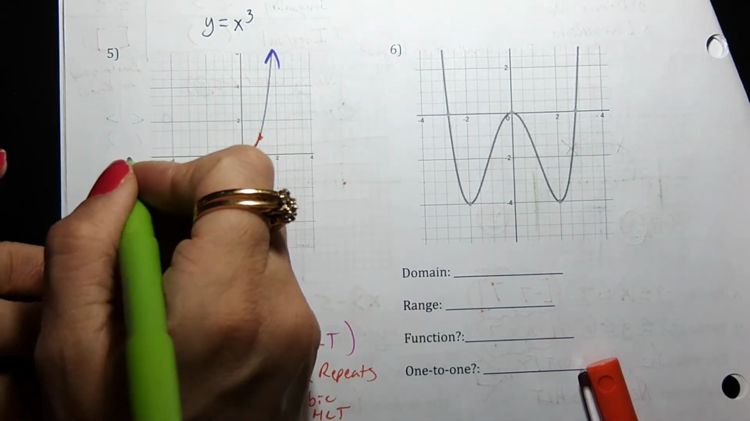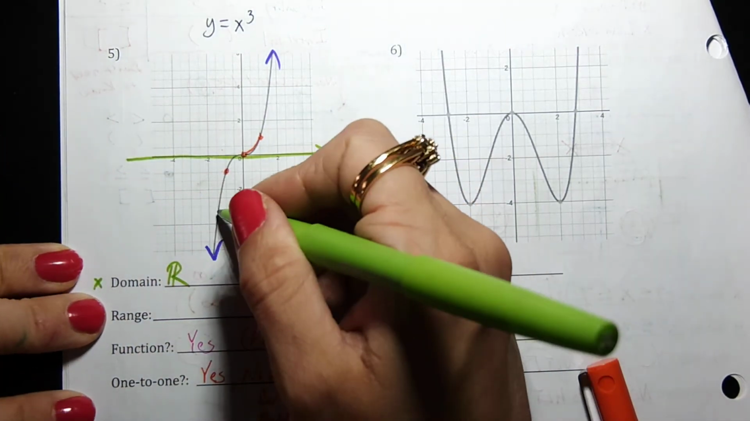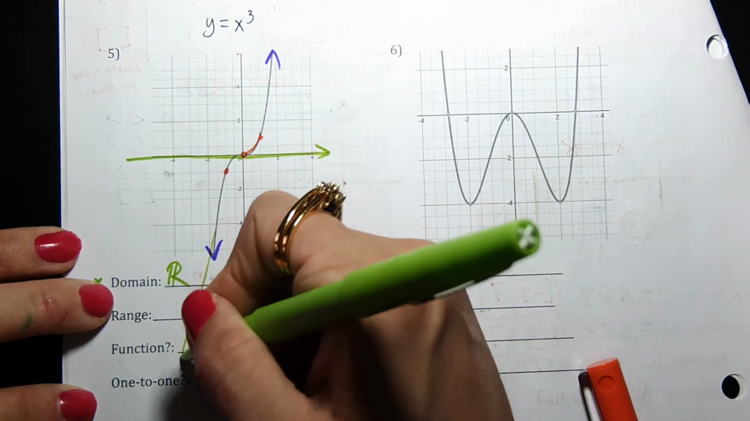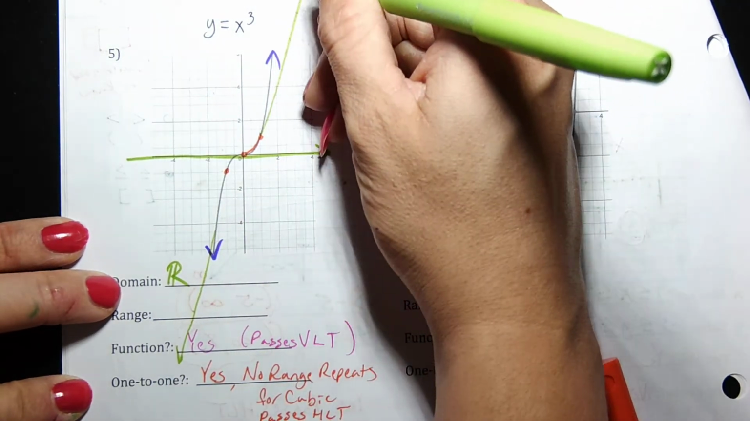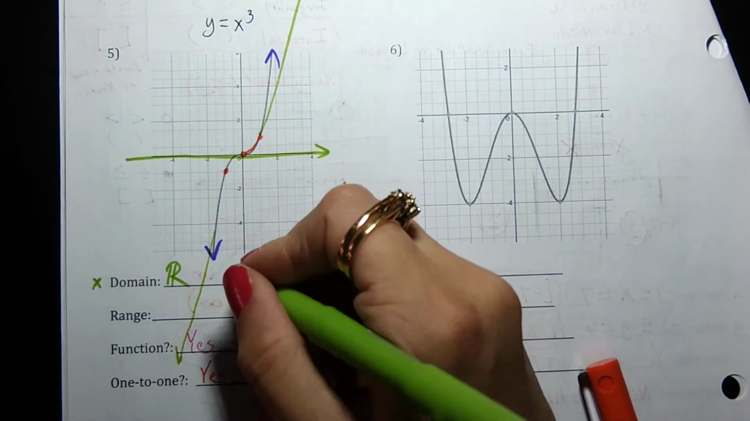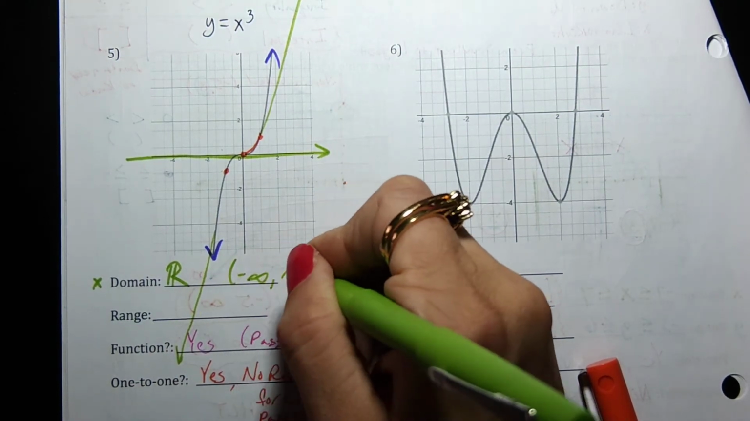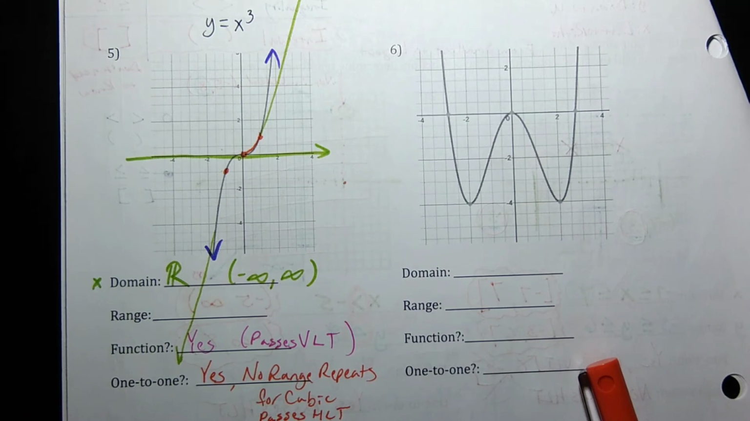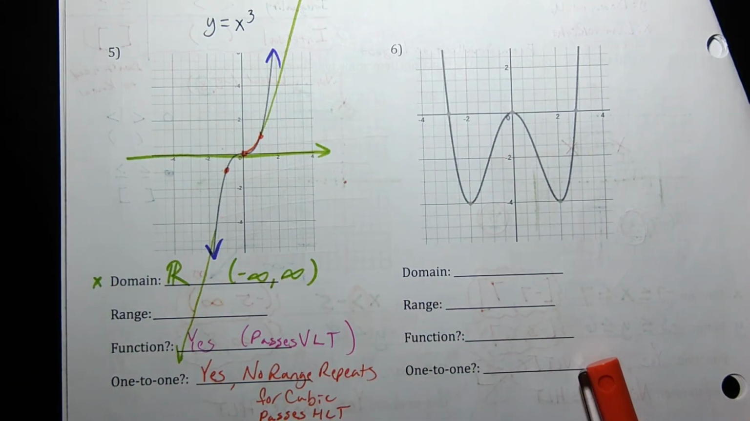You can also see it visually from left to right. This line is going to keep going outward. This one is going to keep going out and to the right. So all the way left and all the way right. Domain, all real numbers. In interval notation, negative infinity to positive infinity. Parentheses because we don't actually reach those values.